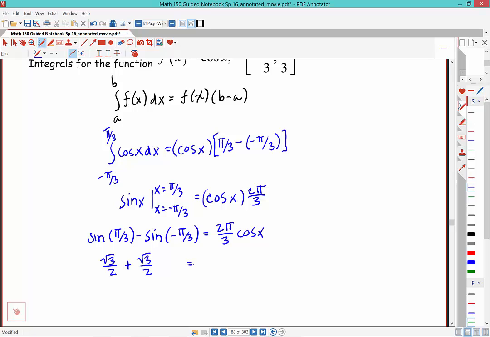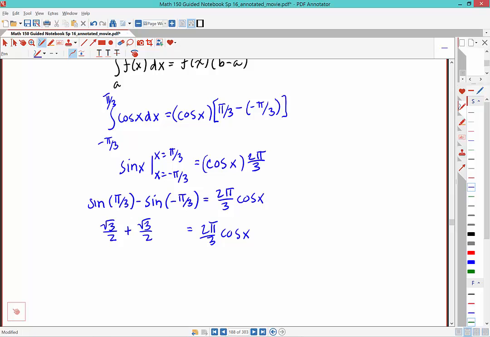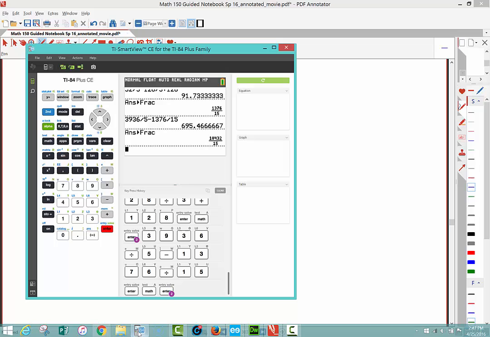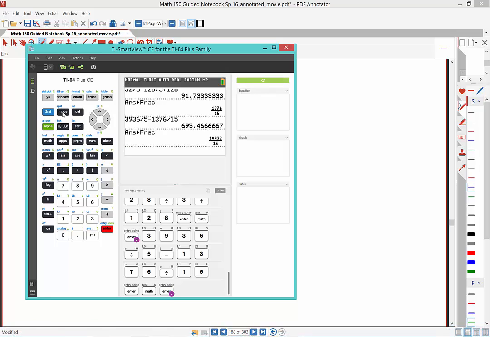So now let's get everything over here. So this would give us root 3 when we combine those. And we're going to be multiplying that by 3 over 2 pi. And that's equal to cosine at x. And we're going to have to get an approximation for this. So let's get our graphing calculators out and go to our y equals.